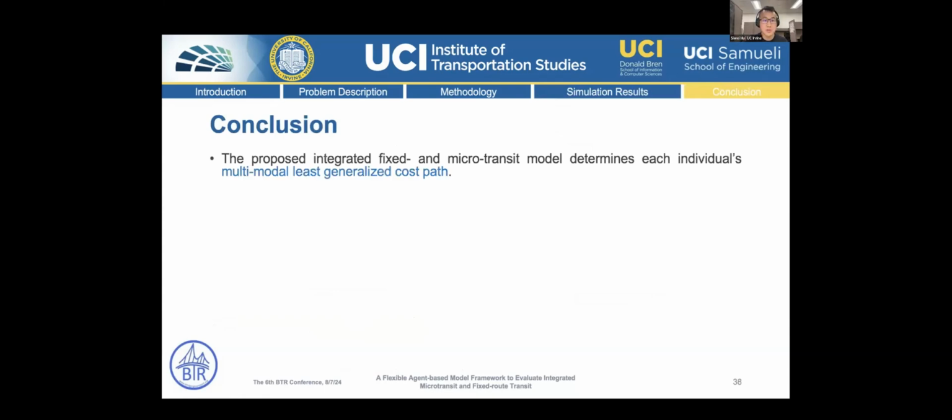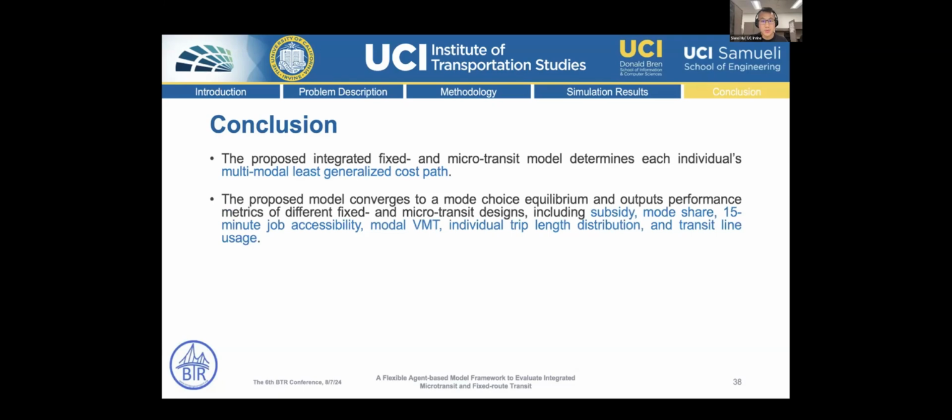In this research, we propose an integrated fixed route and microtransit model that determines each traveler's multimodal least generalized cost path. We also study different output parameters, including subsidy, mode share, 15-minute job accessibility, modal VMT, individual trip length distribution, and transit line usage. We also show that integrating fixed route transit with microtransit will decrease fixed route transit ridership. But if you consider fixed route transit and microtransit as a whole transit mode, it will actually increase the mode share for that mode.